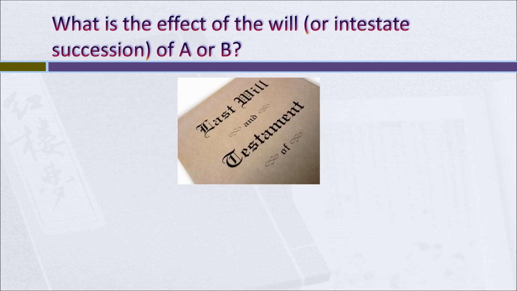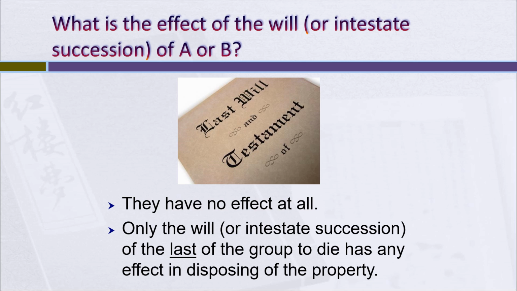So what's the effect of a will, or for that matter intestate succession, left by A or by B? They're not the last of the group to die, so the result is that their will or intestate succession will have no effect at all. Only the will or the intestate succession of the last of the group to die has any effect in disposing of the property.